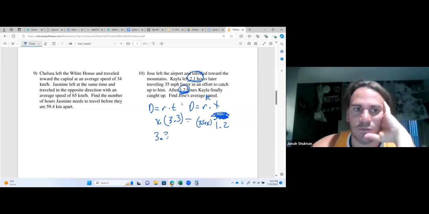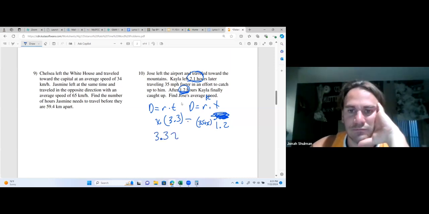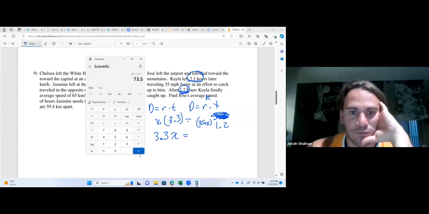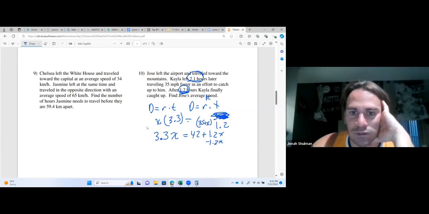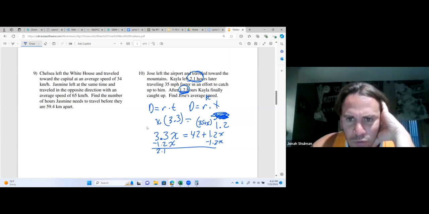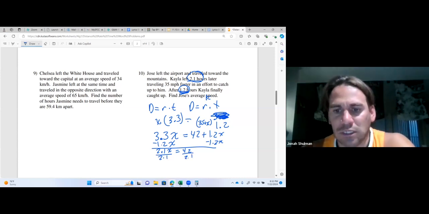Sorry, that was super hard for me. I'll just make it 9. If you show me the steps for 9, I'll just change it. Well, that's if I get this right. So 35 times 1.2 is 42. So it's 42 plus 1.2x. We subtract the 1.2x from both sides. We're going to get 2.1x equals 42. We divide by 2.1. Is this going to give me the 20 miles per hour that we need?